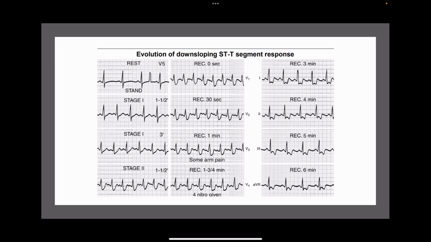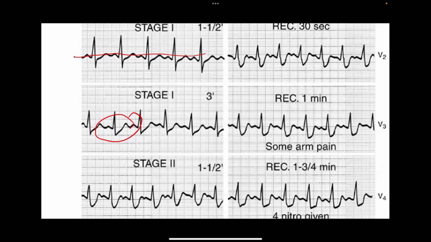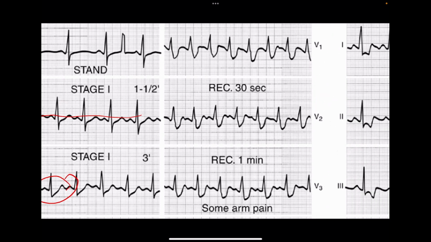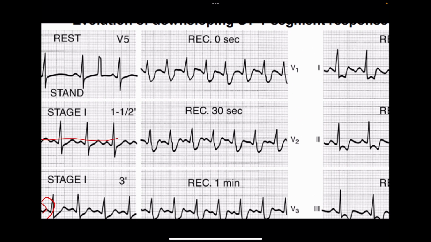So here's a patient who did a stress test. At rest, we're okay. Stage 1, still baseline. Now we start getting some upsloping ST segments. Does everyone see that upsloping ST segment right there? You see how it's upsloping, and even in stage 2, still upsloping. We're okay. Now we have them stop: recovery.